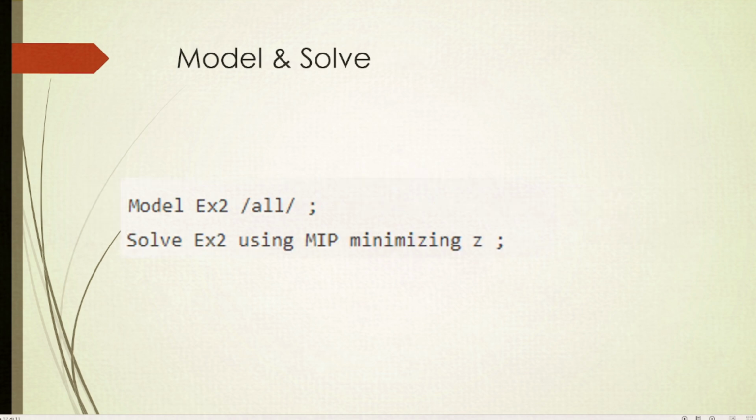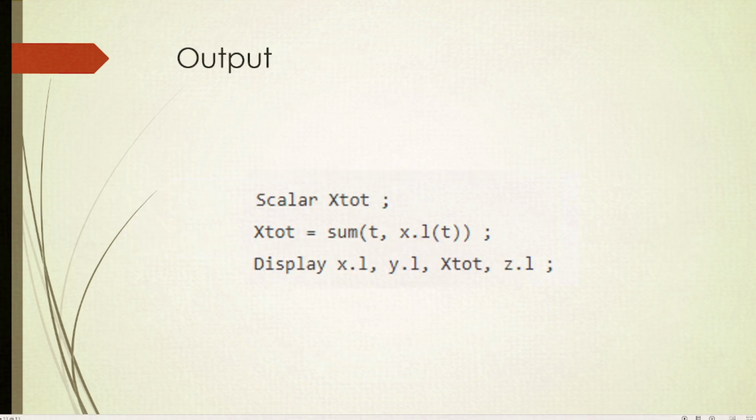We put the whole equation together in model x2 and solve it as a MIP, mixed integer programming, because of the integer variables. The solver minimizes the cost zeta, and as output we display x.l, that represents how many cashiers start in each period, y.l, that represents how many cashiers are working in each period, x tot, that represents instead the total number of distinct cashiers in 24 hours, and zeta.l, that represents the minimum total cost.